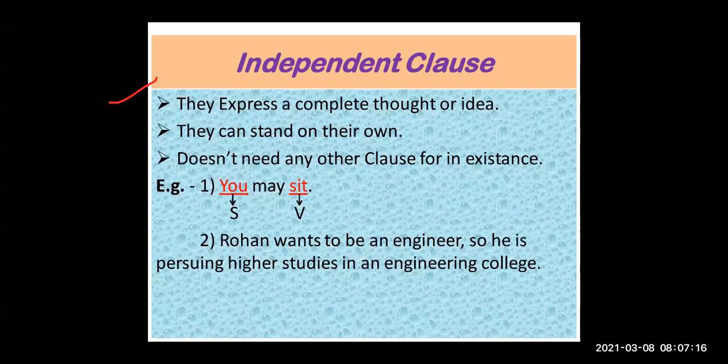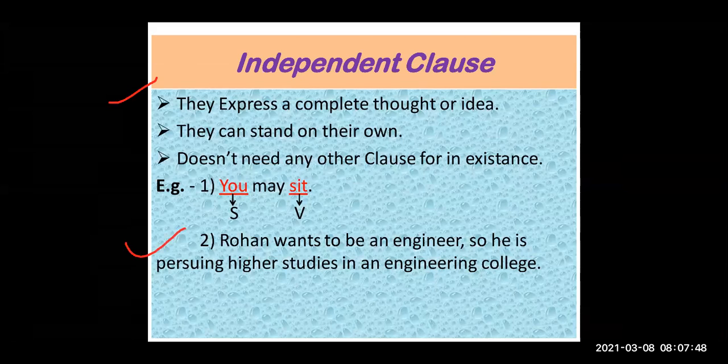For example, see, you may sit. Now, you may sit. It expresses a complete thought. Yes, you can sit. It expresses a complete thought or idea. There is no other sentence helping it. So you may sit. It is giving a complete thought by itself. You is the subject and sit is the verb. So this is a sentence, you may sit. This is an example of an independent clause.